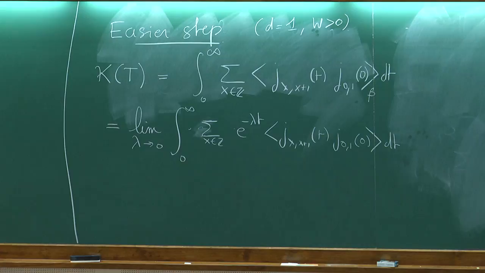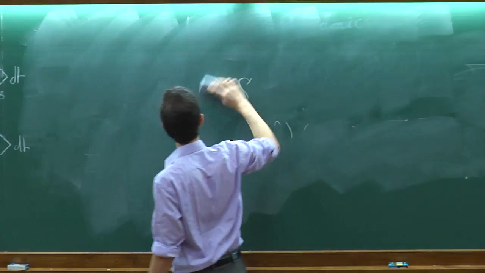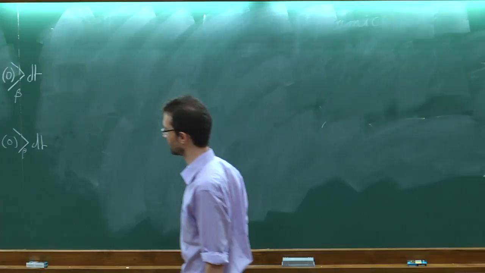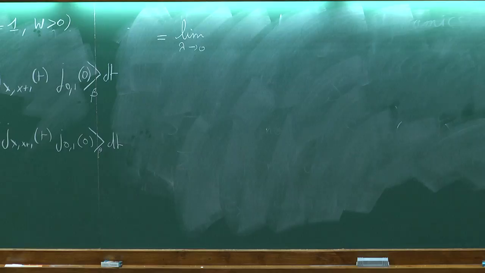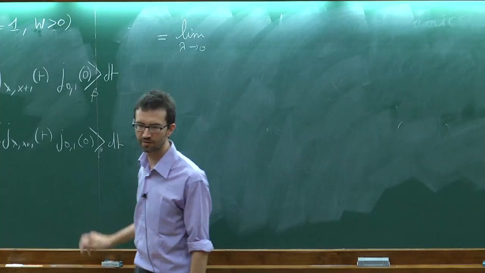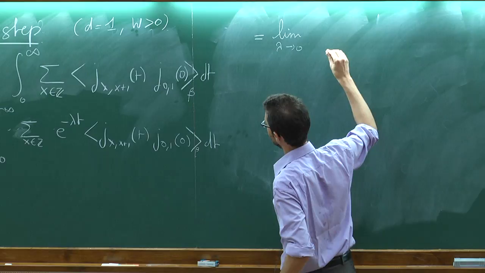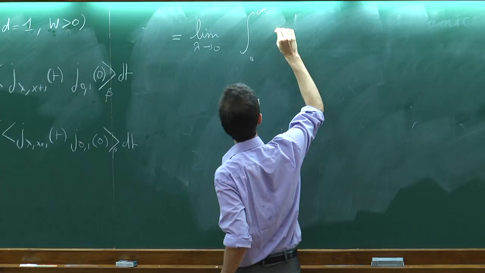Then, if it is written this way, this quantity makes sense, and it can be expressed in a more algebraic way in terms of the generator of the dynamics, because here it is the integral with respect to the Gibbs measure. So this is the limit as lambda goes to zero. Of course, for the moment, I don't know that the limit as lambda goes to zero exists. But it is a way to have a well-defined quantity, and I can study the limit as lambda goes to zero of this well-defined quantity, which is the limit of the integral from zero to infinity of the sum over x in Z of exponential of minus lambda t.